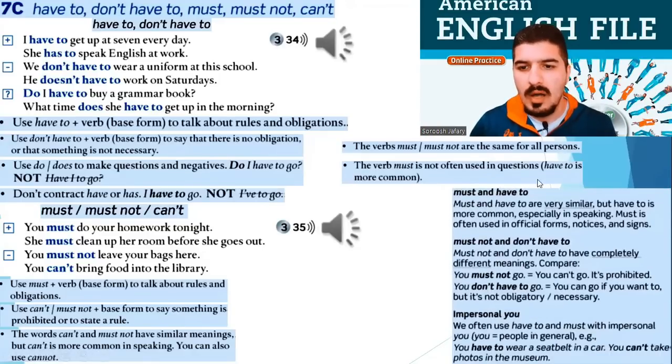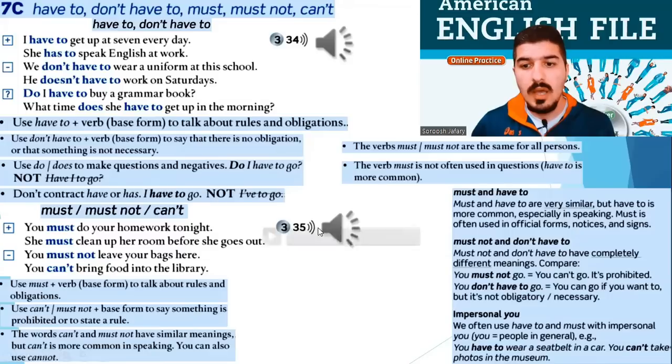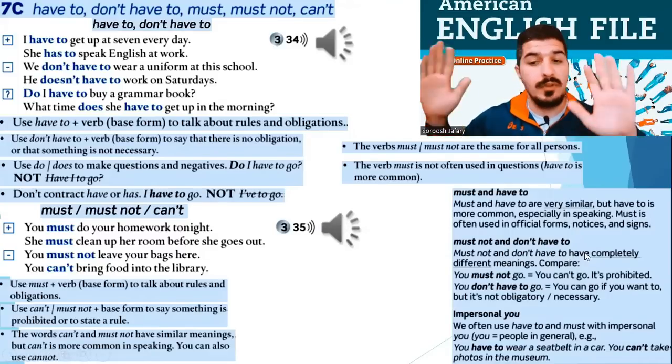All right. Must and have to. Must and have to are very similar, but have to is more common, especially in speaking when you talk. Must is often used in official forms, notices or signs, okay? Official. Must not and don't have to. Must not and don't have to have completely different meanings.